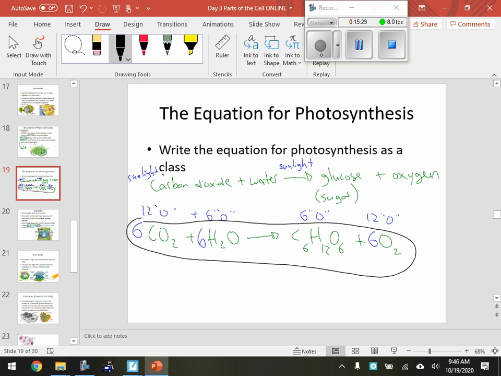6 carbon dioxides and 6 waters gives me C6H12O6 and 6 O2s. And do not forget, on this side we also need some energy, yes? Which is, of course, the sun. Or I guess light. It has to be light, right? But you need some form of energy. Usually we talk about the sun, of course. 6 carbon dioxide, 6 waters, and energy from the sun converts to glucose and oxygen.